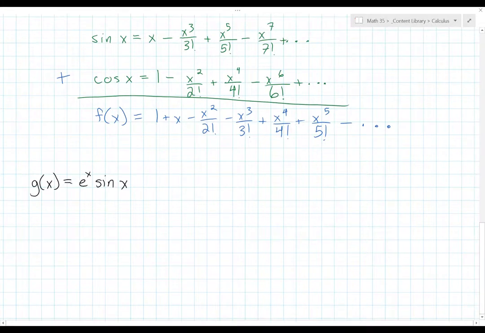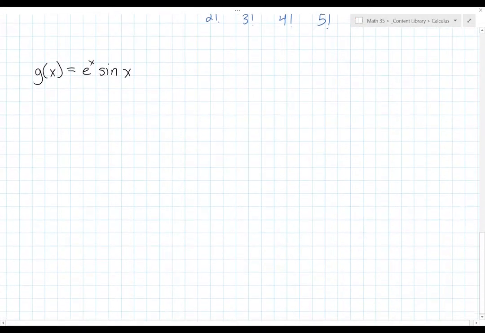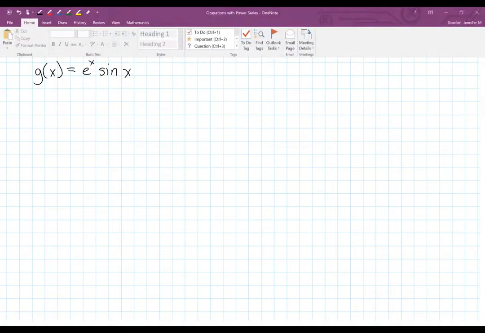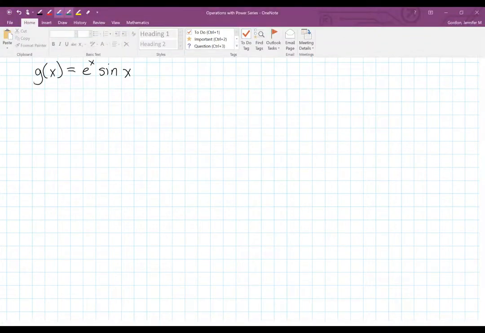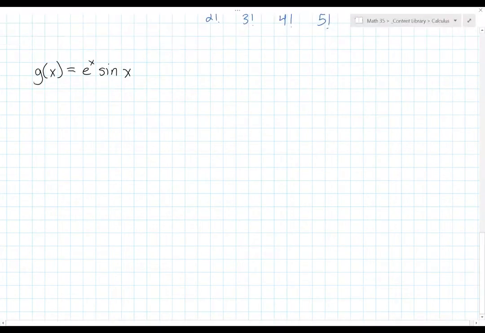Now again, feel free to find your Maclaurin series from the definition, so just by going through the first derivative, second derivative, and so on, hoping to find a pattern. But again, in this instance, I do have two known Maclaurin series.